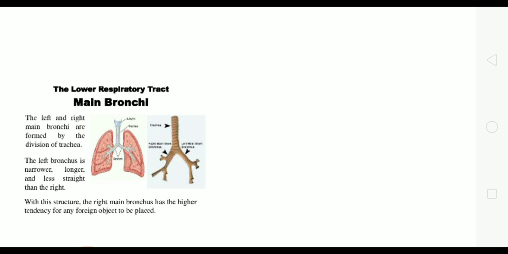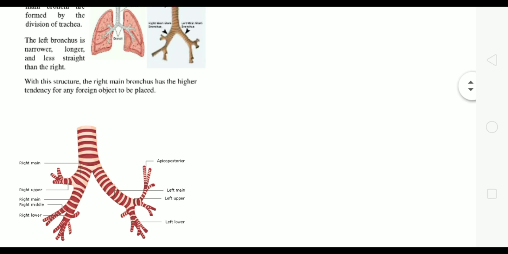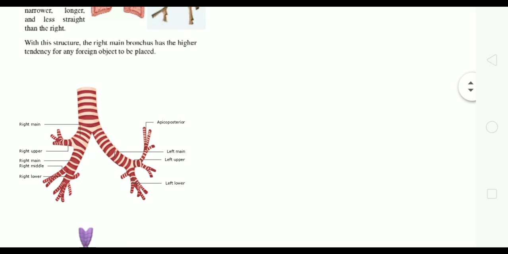Moving on, let's now have the main bronchi. The left and right main bronchi are formed by the division of the trachea. The left bronchus is narrower, longer, and less straight than the right. With this structure, the right main bronchus has a higher tendency for any foreign objects to be lodged. Here is another picture showing the main bronchi.